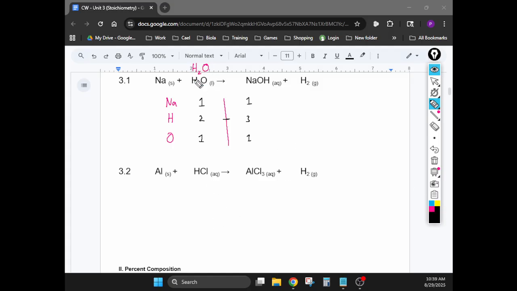If you add another H2O, now there are 4 hydrogens on the left side and 2 oxygens on the left side.